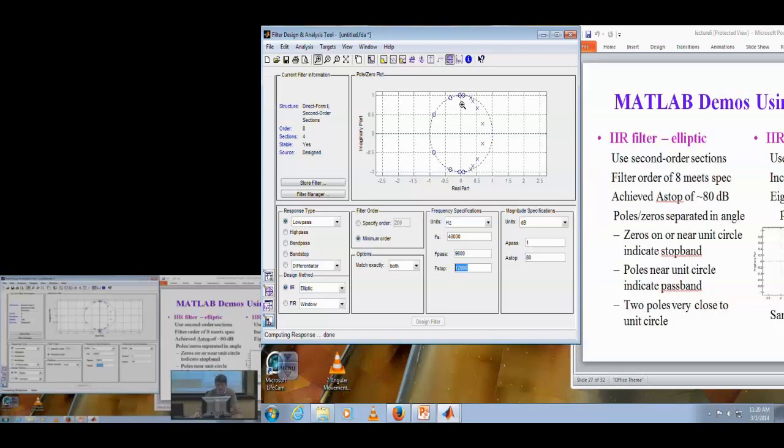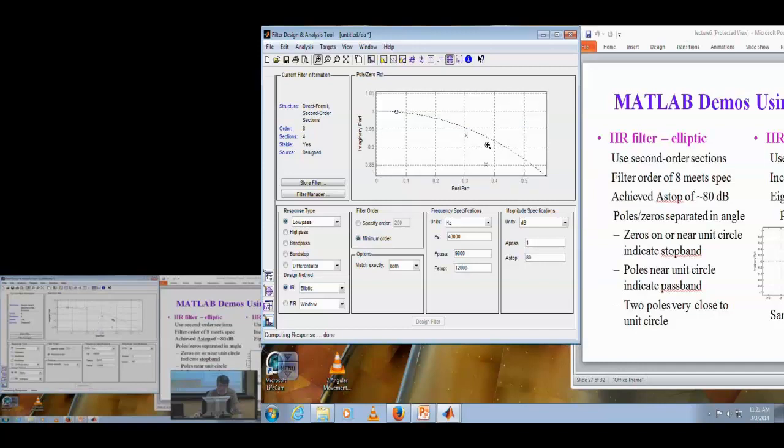So zeros tell us the stop band, and the poles tell us the pass band because they're separated at an angle. Remember, if the poles and zeros get too close, they have interplay and interference. They change the game here. But when they're separated at an angle, we can very quickly get that this is a low-pass filter and kind of eyeball where the pass band and stop band frequencies are. Now, there are two poles very close to the unit circle, and that's going to be an issue in implementation.